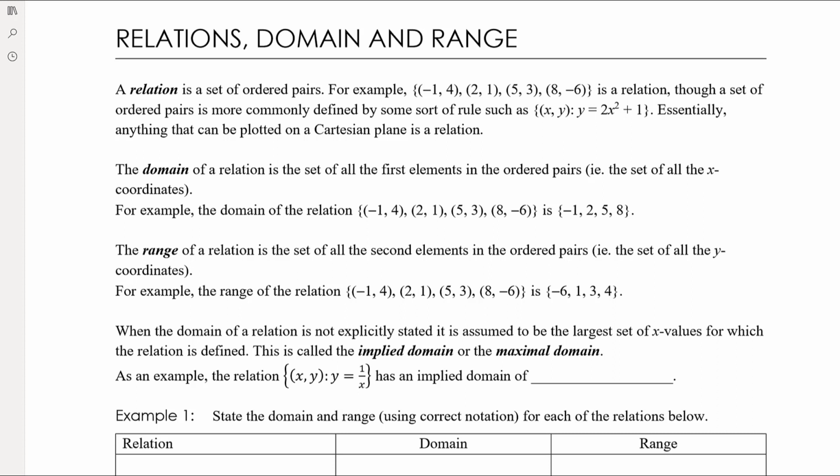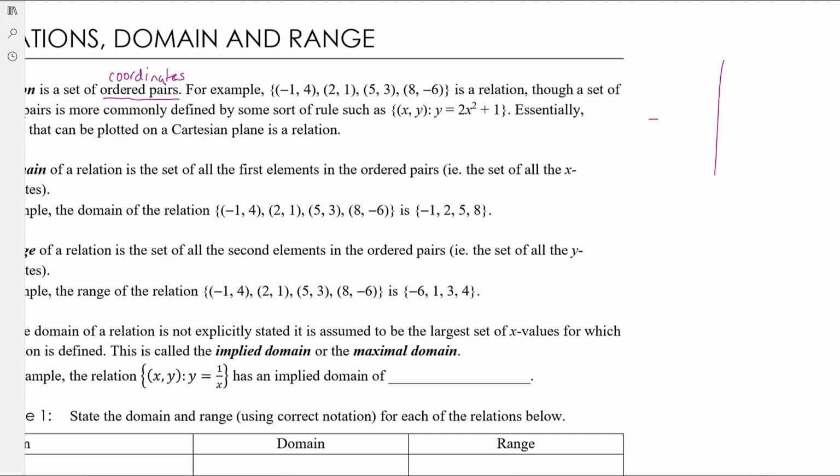Okay, so the technical definition of a relation is that it is a set of ordered pairs. So a set, we talked about yesterday, being a collection of things, and this is a collection of ordered pairs. Now, an ordered pair is a fancy way of saying coordinates. So a relation is a set of coordinates. So basically, anything that we could draw on the Cartesian plane, whether that's a series of dots, whether that's a parabola, whether that's a line, whether that's a squiggle, whether that's a smiley face, anything that we can draw on the Cartesian plane is a set of coordinates, okay?